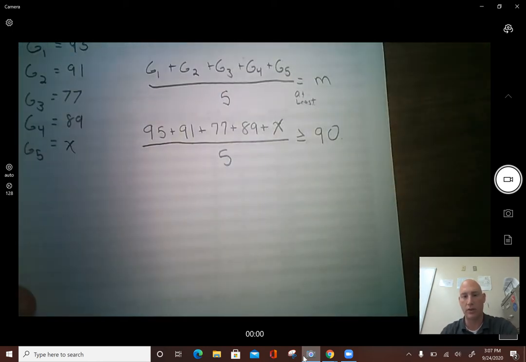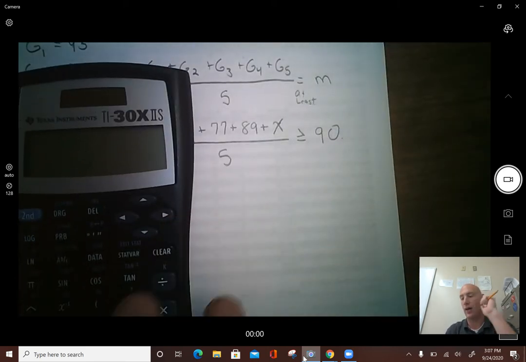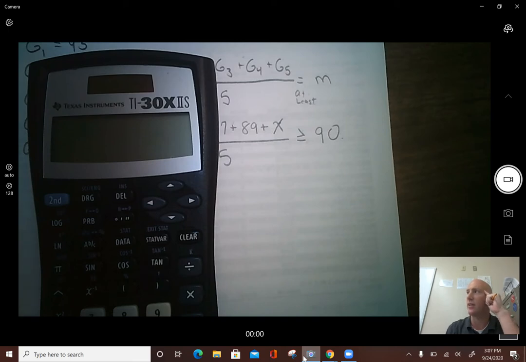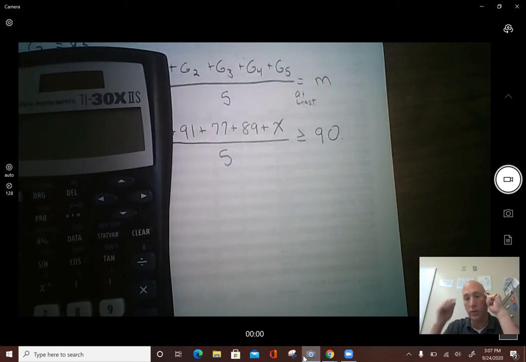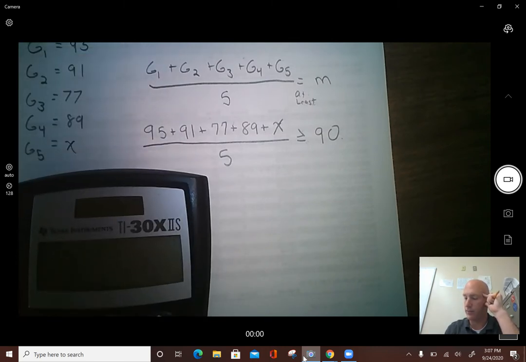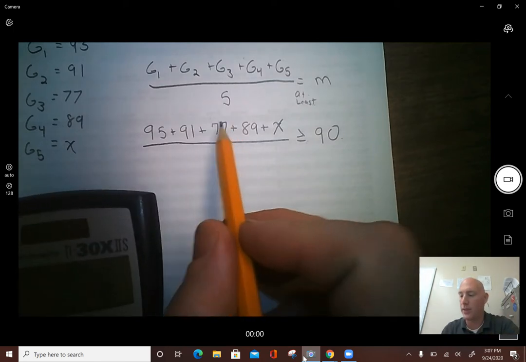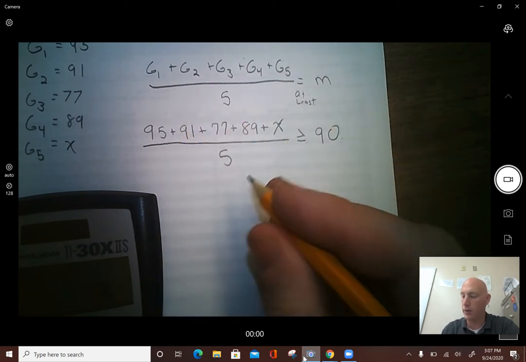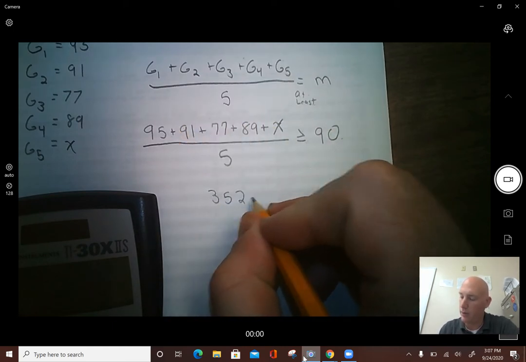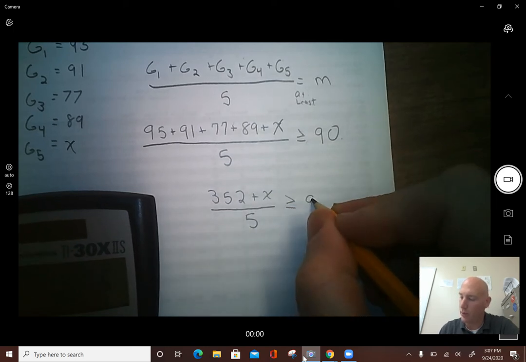Now let's go through and start solving this. We're going to combine all of our terms, and I would suggest you get a calculator. I would get the red version, I think it's the TI-30, or you should be using Desmos. We're just going to add them up: 95 plus 91 plus 77 plus 89. This still follows all of our rules. Our first step, combine like terms. These are all like terms in the numerator. So we're really at 352 plus X divided by 5 has to be greater than or equal to 90.